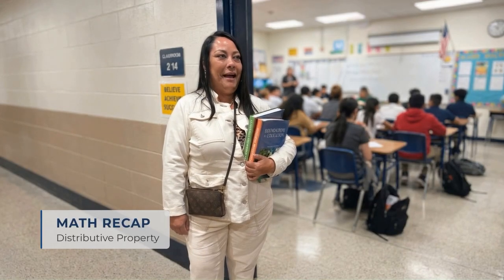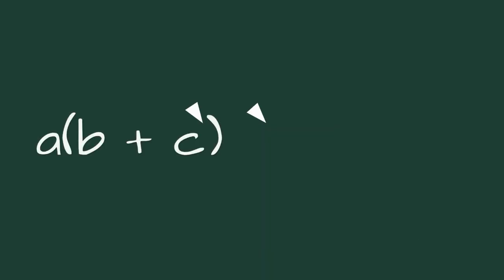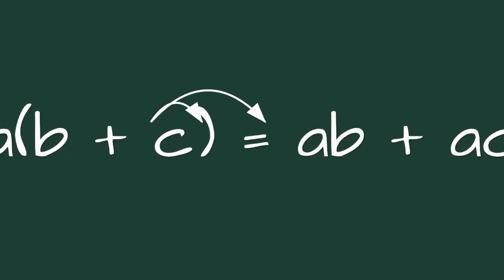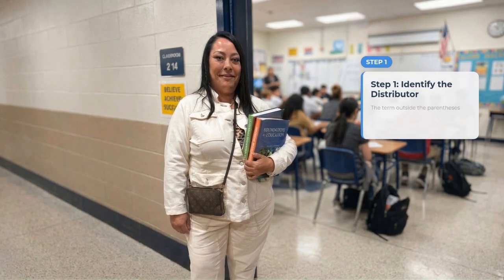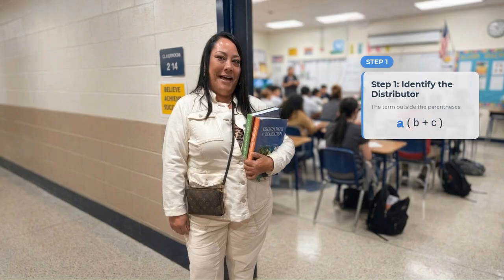Hi everyone. Let's quickly recap the highlights of the distributive property from our recent video. The core formula is simple. A times the sum of b and c equals ab plus ac. It's all about spreading that outer term. Step 1. Identify your distributor. It's a term right outside of the parentheses, and don't forget to include its sign.